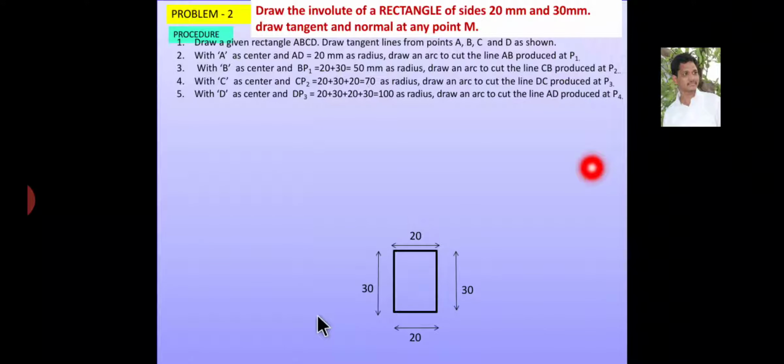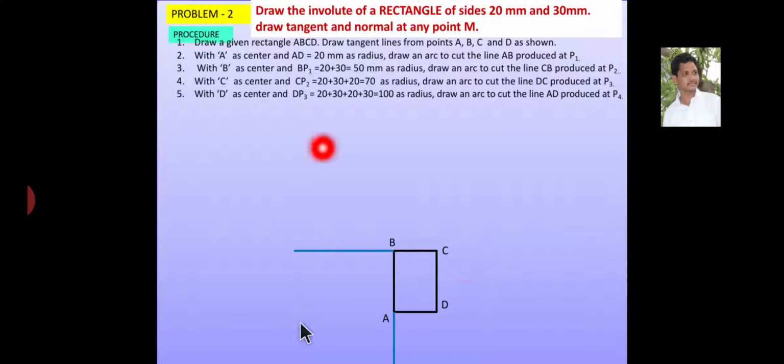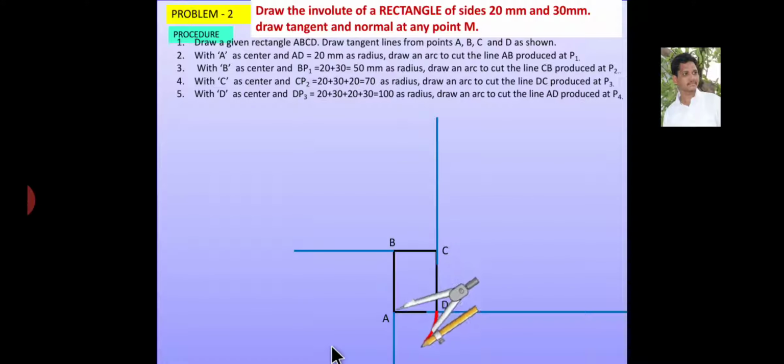Now draw tangents from all points. So now I am drawing the tangent lines from points A, B, C and D. Now with A as center and radius equal to AD, draw an arc to cut the line AB produced at point P1. Okay, this is point P1.